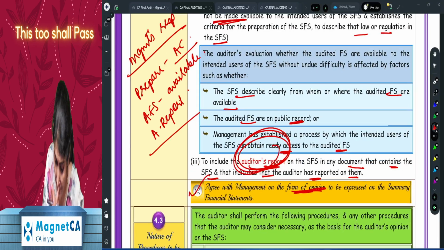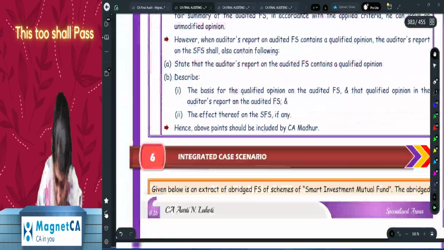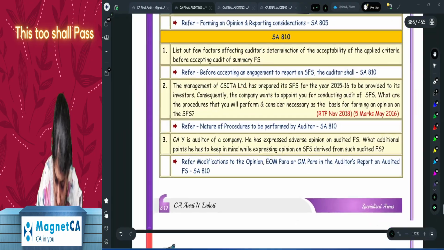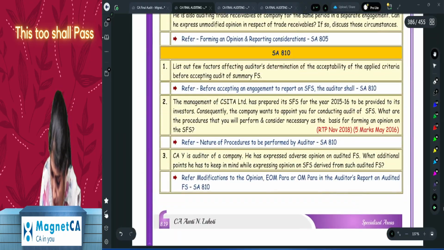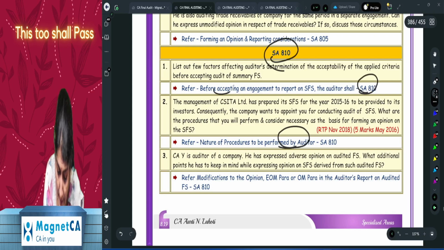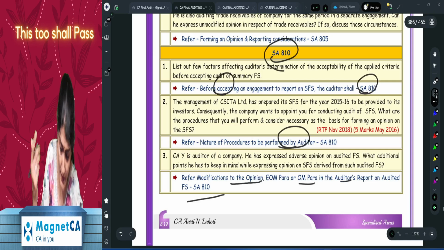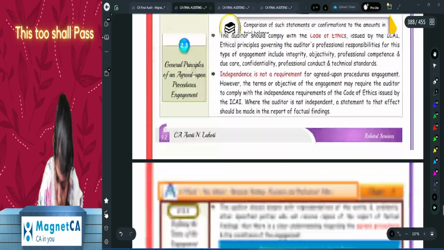So with all that in mind, let us quickly go through our discussion for SRE 2400 and SRE 2410. Then we shall also come to the compilation engagement. See, I told you for 810, the important questions: nature of procedures to be performed, then the acceptance of the engagement, and then the modifications to the opinion. That's the question bank for SA 810.